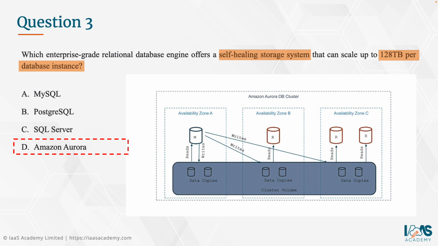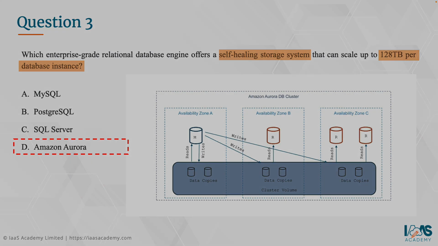So when it comes to looking for an enterprise-grade database solution that offers these capabilities of self-healing storage and can scale up to 128 terabytes of data per database instance, you want to go with Amazon Aurora. Let's move on to question number 4.